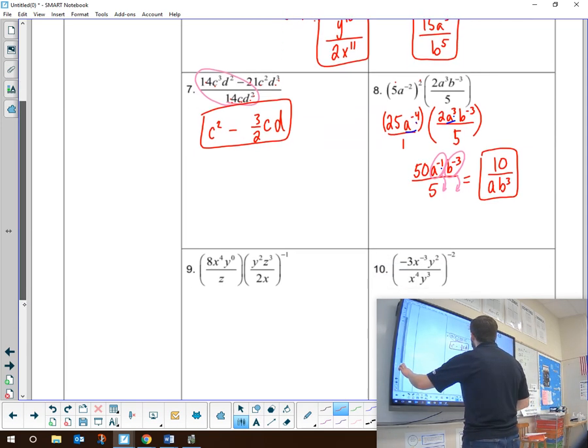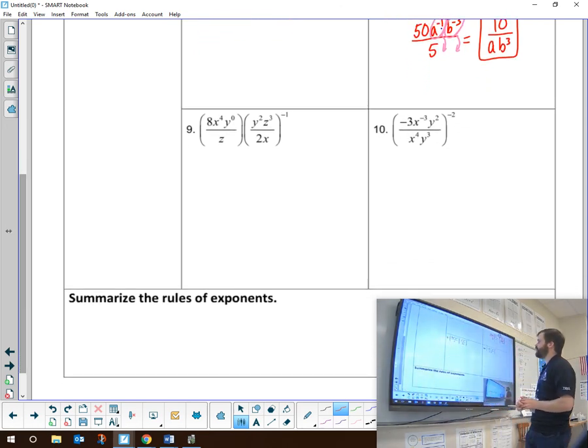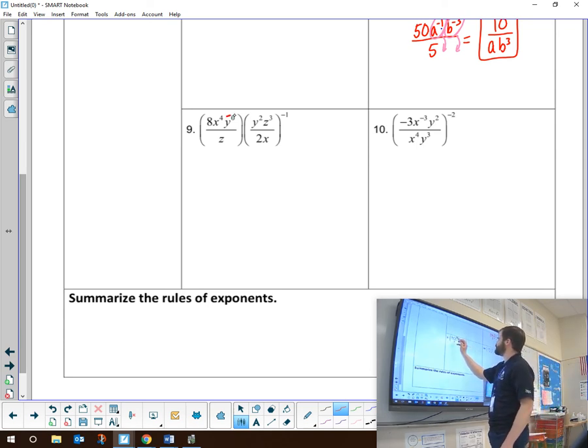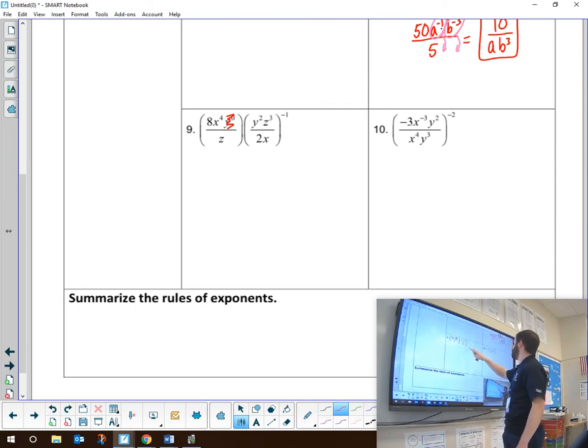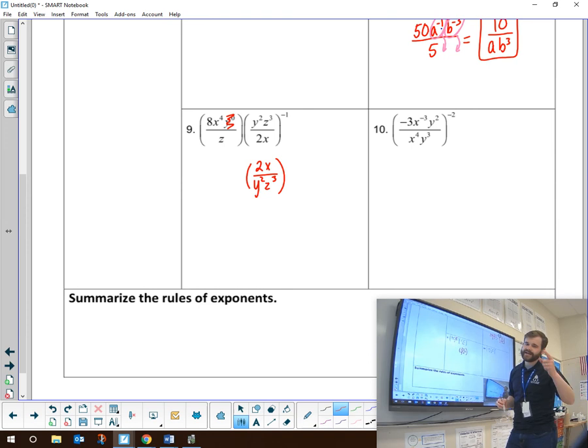All right, last two, number 9 and number 10. Number 9. We have 8x to the 4th, y to the 0. So first and foremost, that y to the 0 can just go away, right? We don't need that anymore. And since this whole fraction is raised to the power of a negative, we can do two things. We can either multiply everything by a negative 1, or I can just flip everything. I'm going to do the second. So I'm going to rewrite this with a 2x on top and a y squared z cubed on bottom. Remember, a negative exponent means we are flipping it in a fraction.